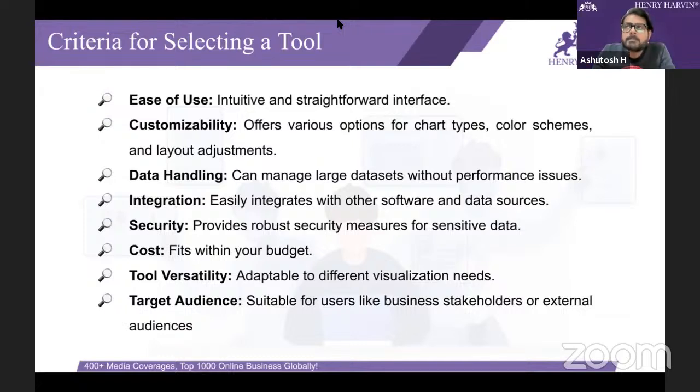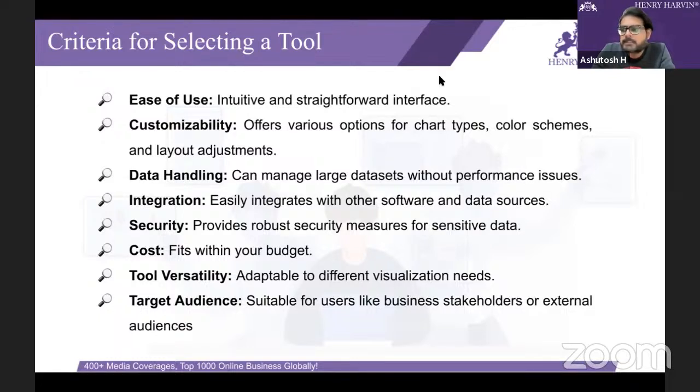Cost, again, Tableau and Power BI are quite costly tools, right? So we have to keep that factor also into the picture. Versatility, it should be adaptable to the different visualization needs. And again, it depends upon the target audience as well, right? So it should be suitable for the users like business stakeholders or external audience.